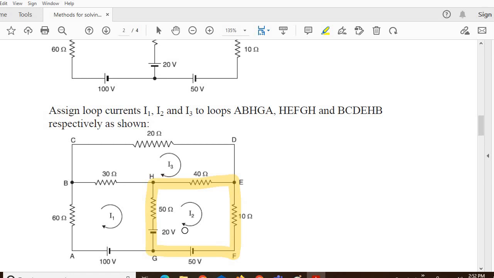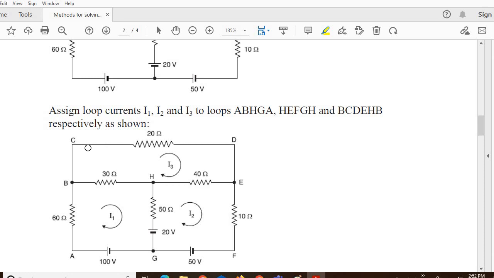But in a few cases, the result or the final answer of current might be negative. No need to worry in such a case. If the current is coming negative, you only reverse the direction, and that will make the value of current positive.